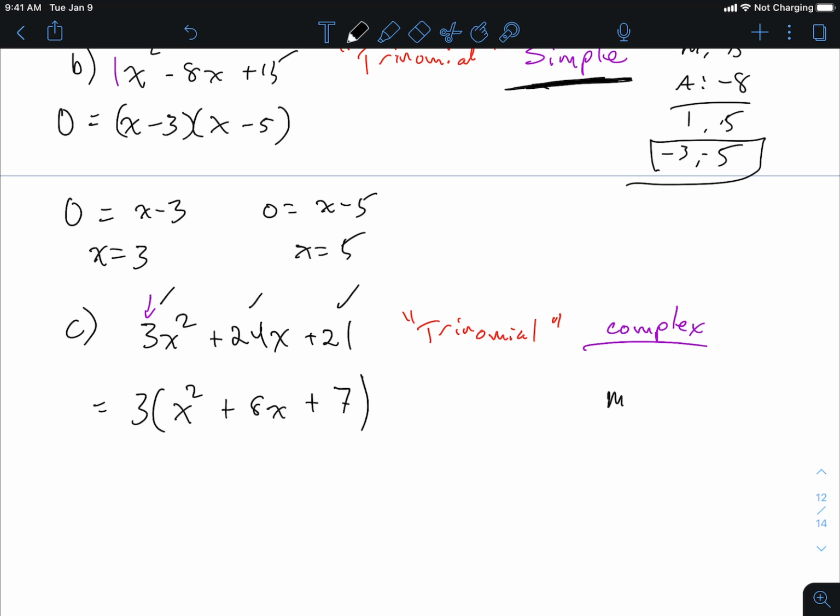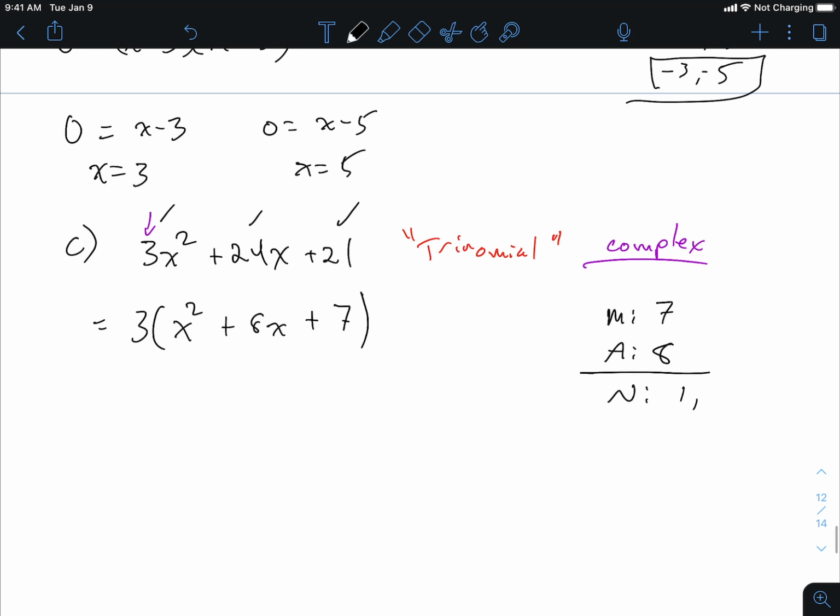So I need two numbers to multiply to 7 and add to 8. The two numbers that work, let's just run through them. 1 times 7. Oh, that was nice. Easy. They're both positive. Here you go. 3, x plus 1 times x plus 7. Okay. Any questions? If I wanted to say solve this by factoring, 0 equals 3 times x plus 1, x plus 7.